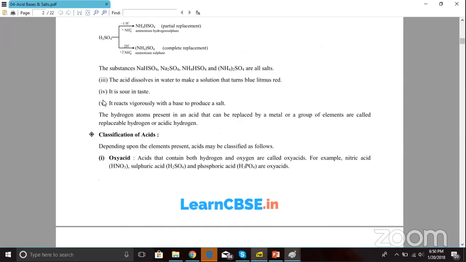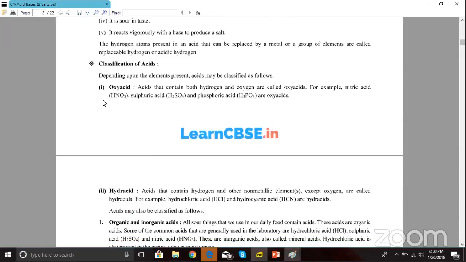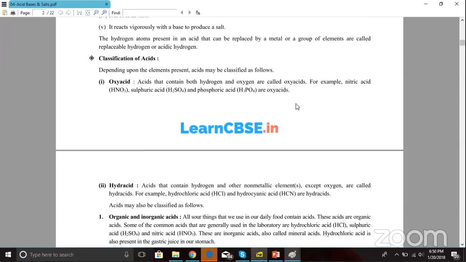So next is the classification of the acids. Depending upon the elements present, acids can be classified as oxyacids and hydracids. Oxyacids contain hydrogen as well as oxygen. So that we call oxyacids. Examples are nitric acid, sulfuric acid, and phosphoric acid, because in these compounds we have both oxygen as well as hydrogen. So this we call oxyacids.